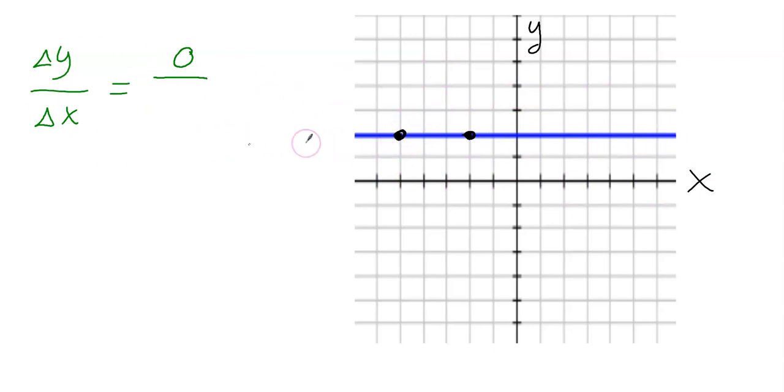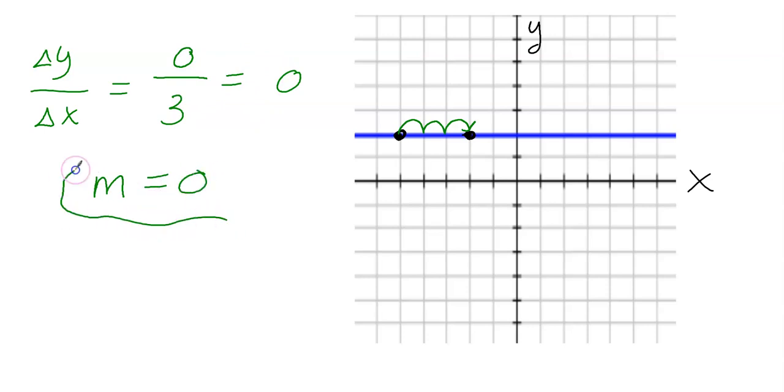So the change of x is the horizontal distance between the 2 points. Well, you can see it. You can count it off. It's 1, 2, 3, right? So it's 3 units. Well, on a calculator, 0 divided by 3 is 0. You can punch this into a calculator, go 0 divided by 3, you will get 0. So that's mathematically why the slope is 0 here.